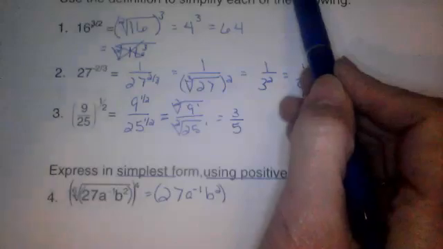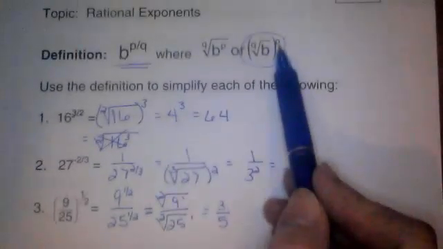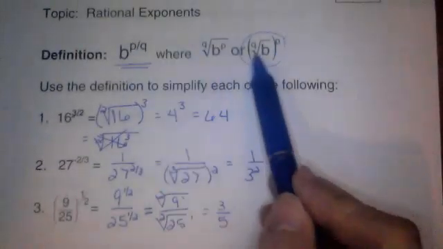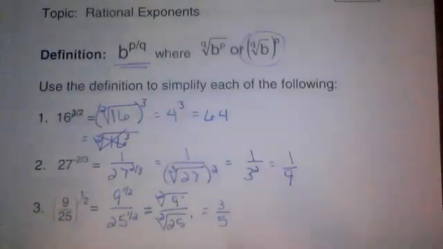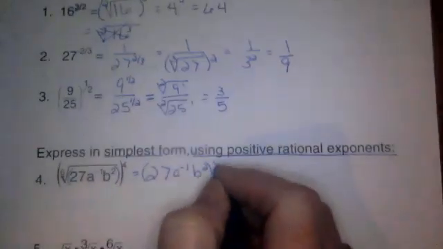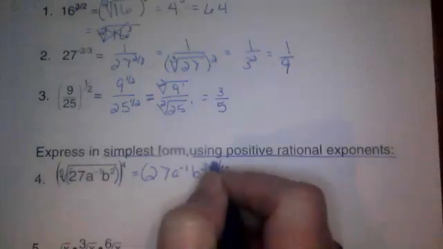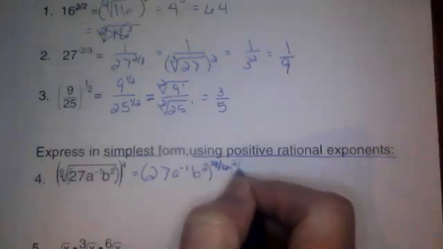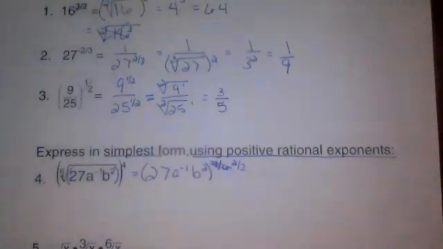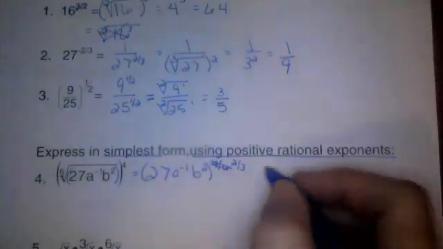This number goes on the top, this number on the bottom. So for us, that's going to be 4 over 6. Well, we know that 4 over 6 reduces down to just 2/3. So all of this is to the 2/3 power. All right, so that goes with everything inside of here.